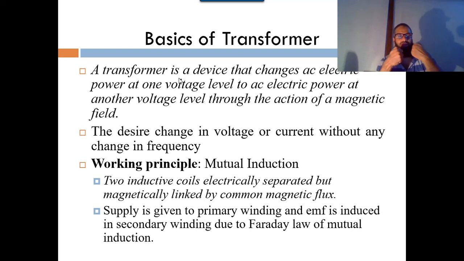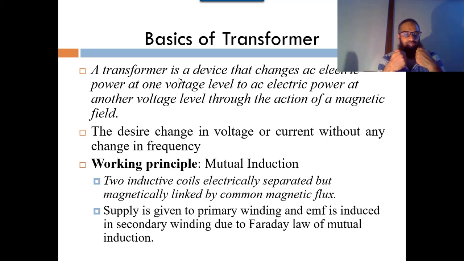Now the second case: if the number of turns in the primary side is greater than the number of turns in the secondary side, then the output voltage would be low and the input voltage would be high, and this type of transformer is known as a step down transformer.